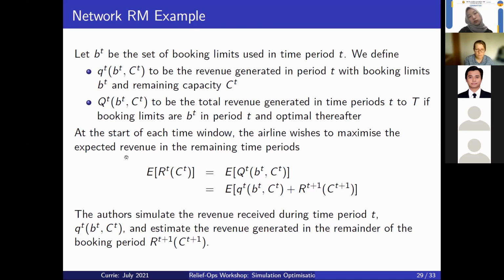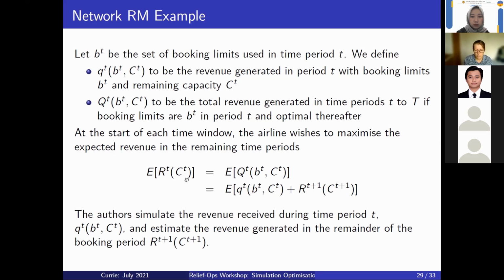So at the start of each time window, the airline wants to maximise the expected revenue in the remaining time periods, because its aim is to maximise its revenue. So it will look at how it should set its revenue up until the end of the time period. But really what it wants to do is, what's my booking limit that I should set now?